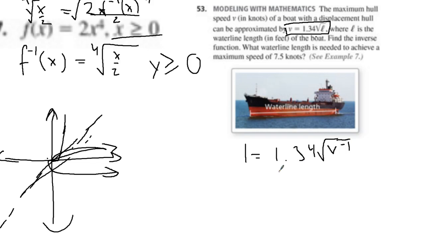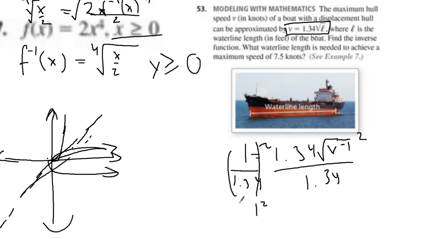and then we can divide by 1.34 on both sides. We'll get L over 1.34 is equal to the cube root of v minus 1, and then we square both sides. We'll get 1 over 1.34 squared times L squared is equal to the inverse of v. Simple.